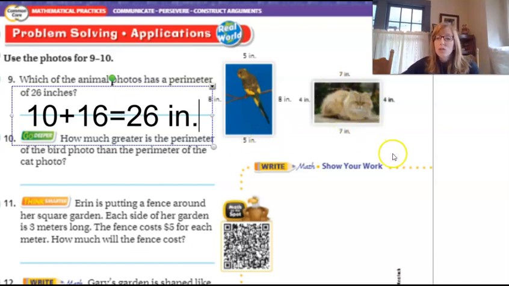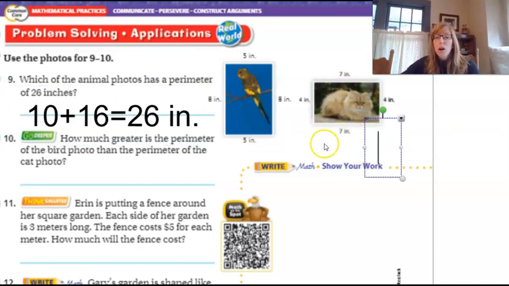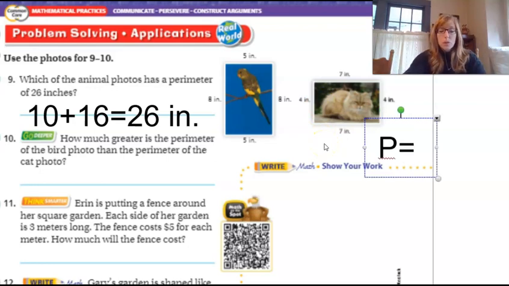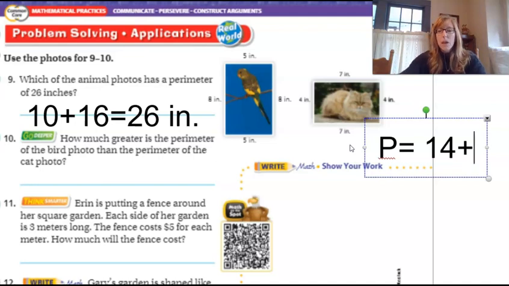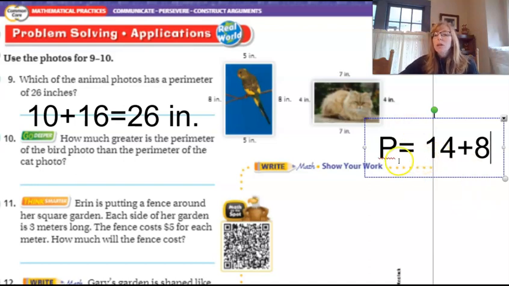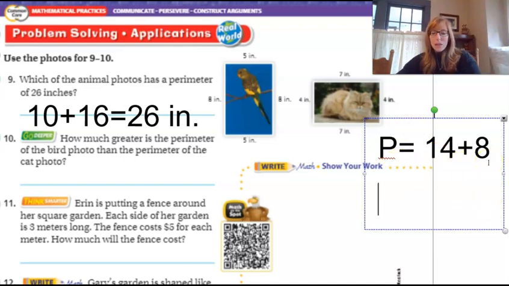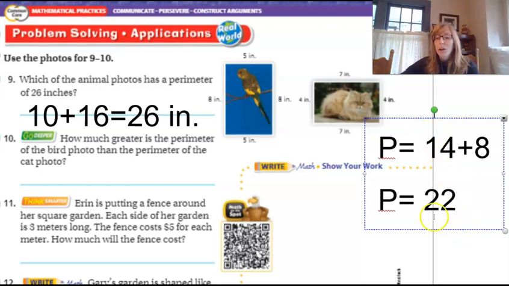Okay, so let's do this other one over here. So we know perimeter equals, and we have to add up the sides. I'm just adding up 7 plus 7 because we know 7 plus 7 is 14. And then we're going to add the other two sides, which is 4 plus 4, which is 8. So we know that 14 plus 8 equals, 8 plus 4 is 12, and we carry the 1, and 1 plus 1 is 2, so it would be 22. Okay, so perimeter equals 22 inches.